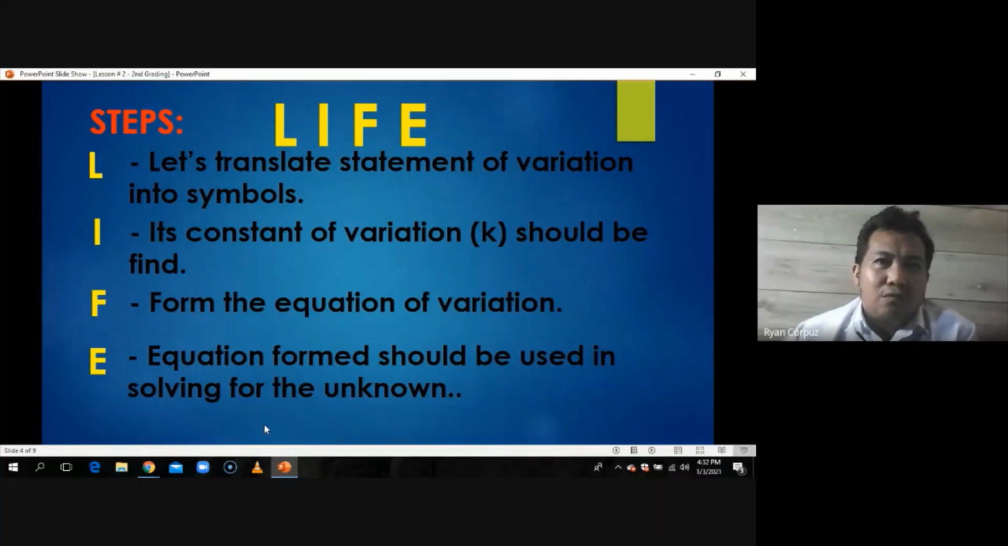Every time we are solving variation, it reminds us to take good care of our life. Kasi sinabi nga natin, life, yung buhay natin is isa lang.